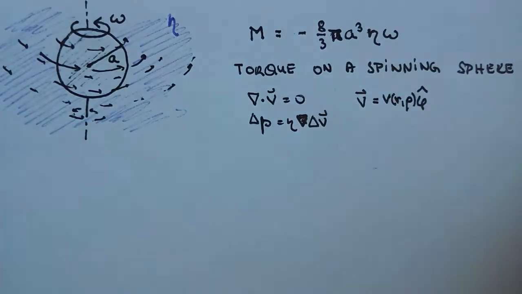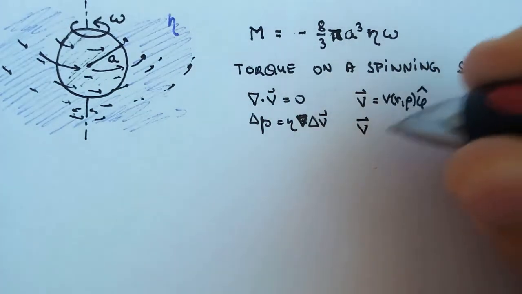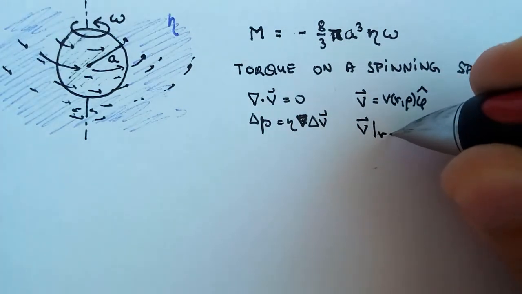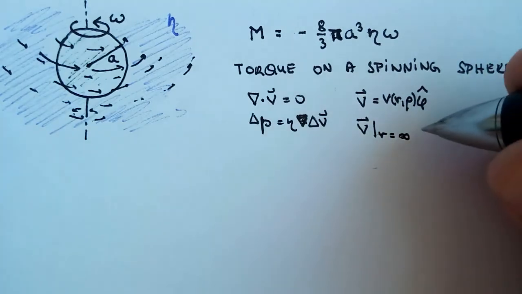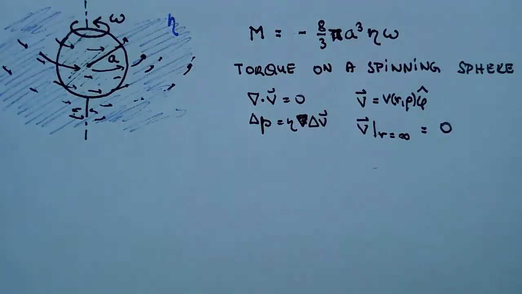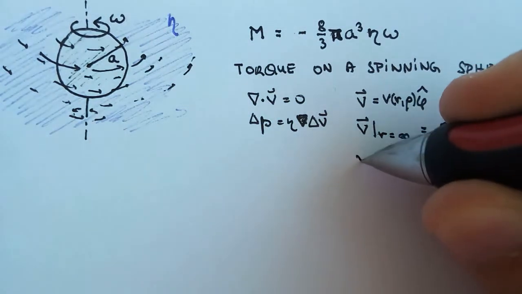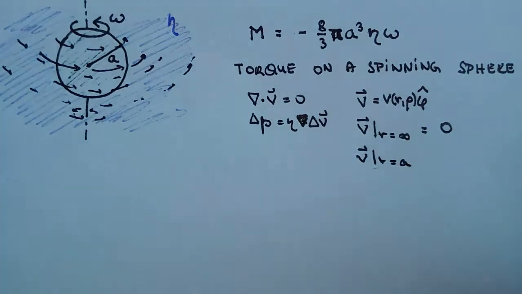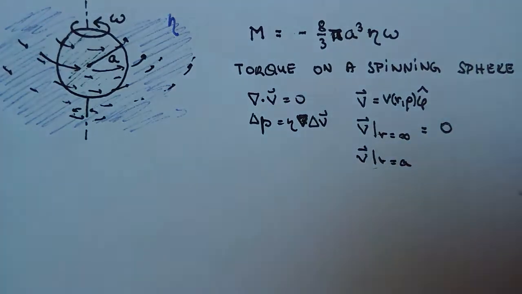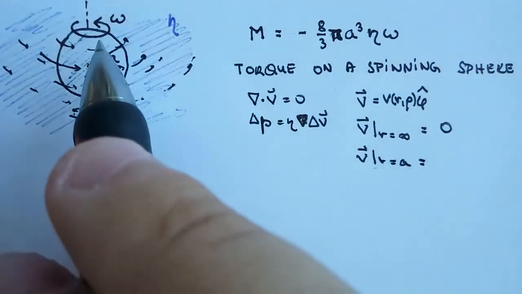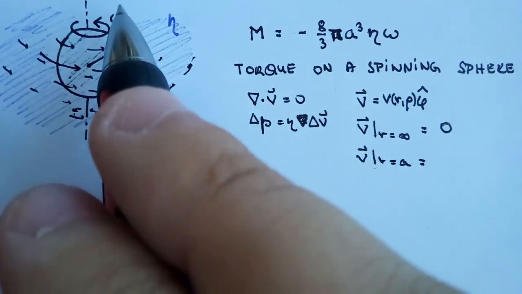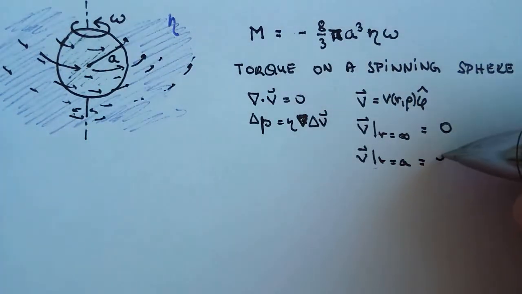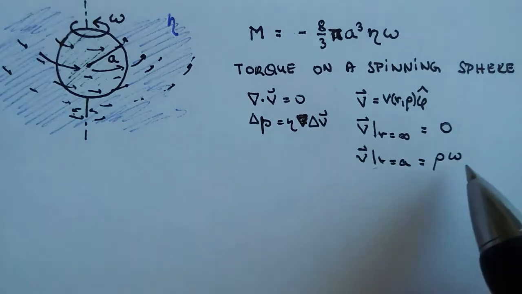The boundary conditions are very simple. At r equal to infinity, the velocity should vanish, since the far field is stationary, and at r equal to a, the velocity is going to be the polar radius times omega. That's a simple kinematic equation.